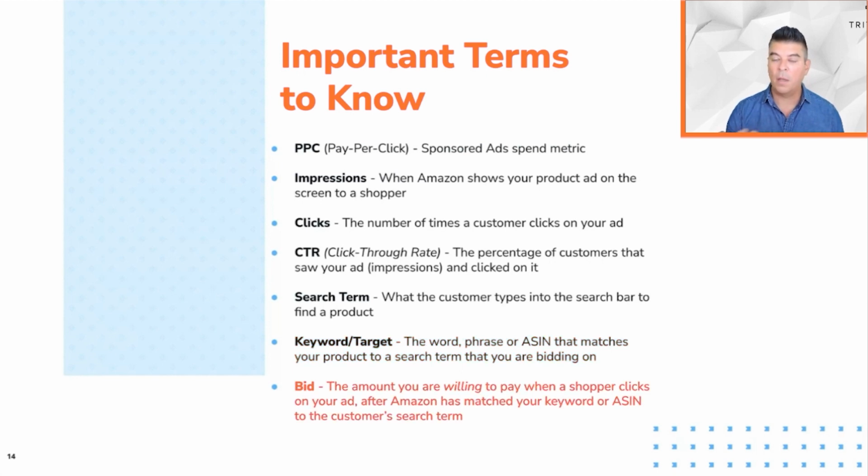And then obviously the bid, the amount that you're willing to pay when a shopper clicks on your ad. It's kind of the upper level of what you're paying. You're basically putting in a maximum unless you play with the dynamic bidding. But for this conversation, it's basically the maximum that you're willing to pay to be seen in front of a shopper for them to potentially click on it.